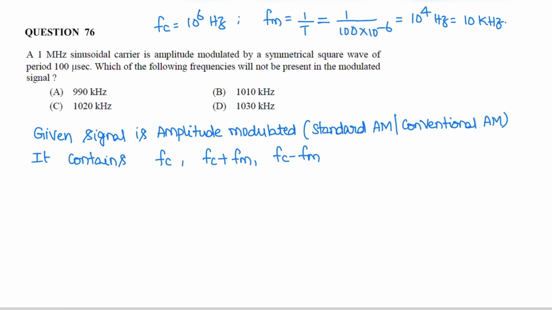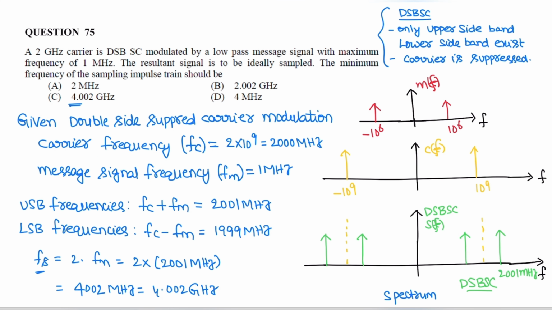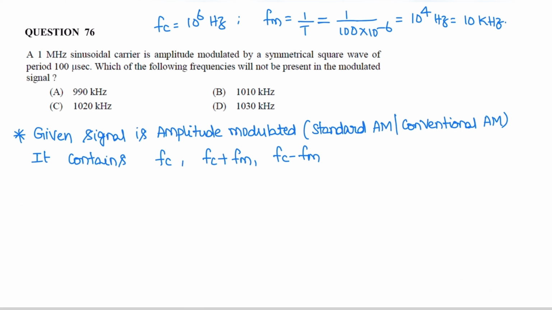Next question. A 1 megahertz sinusoidal carrier is amplitude modulated. So the modulation is amplitude modulation, standard or conventional amplitude modulation. A standard amplitude modulated signal consists of a carrier frequency. In DSB-SC, there is no carrier frequency; the carrier is suppressed. In standard AM, the carrier frequency exists along with the upper sideband and lower sideband.